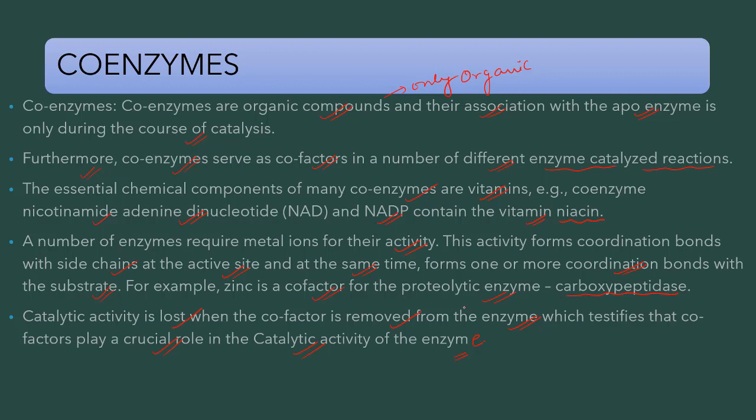Coenzymes serve as cofactors in a number of different enzyme catalyzed reactions. The chemical components of many coenzymes are vitamins, like the coenzymes nicotinamide adenine dinucleotide and its phosphate. They serve as energy carriers. They contain niacin. Then flavin adenine dinucleotide contains vitamin B2, riboflavin, and there is vitamin B1, thiamine. Catalytic activity is lost when the cofactor is removed, as the cofactor plays a crucial role in the catalytic activity of the enzyme.